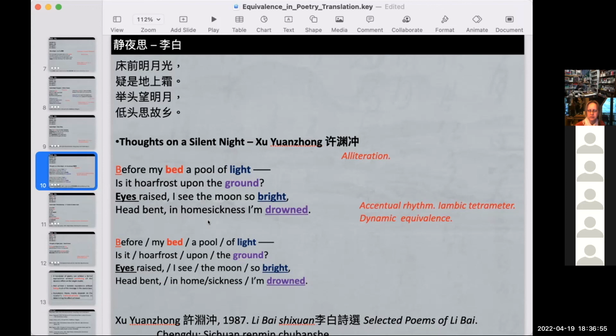This is what I said. To a Western reader, the English doesn't sound natural. Okay, but ask that Western reader, how much do you know about English prosody? How much do you know about English meter?